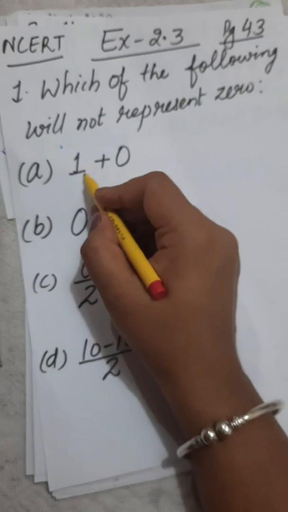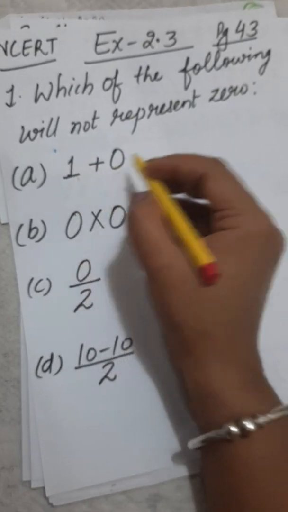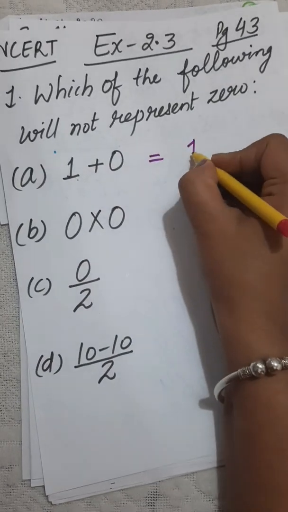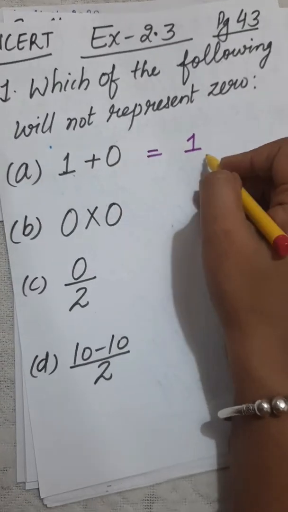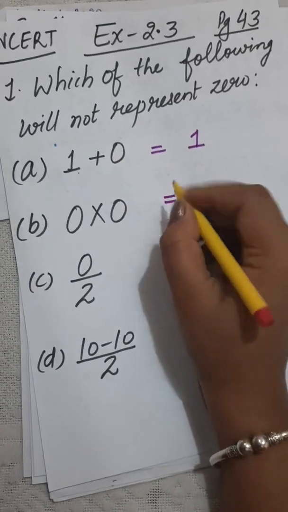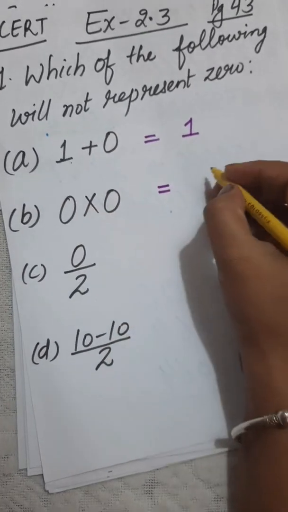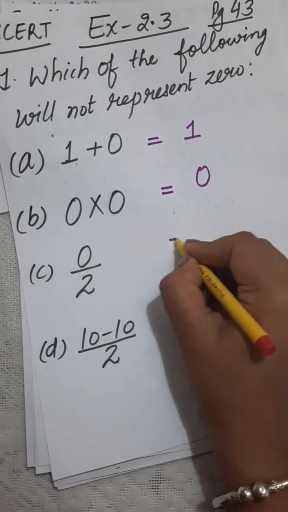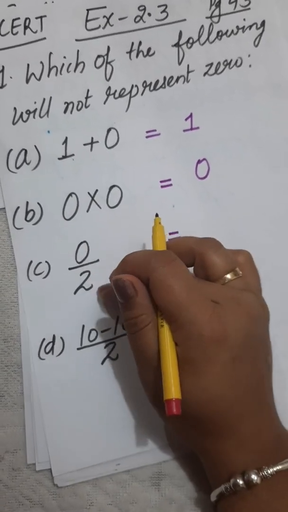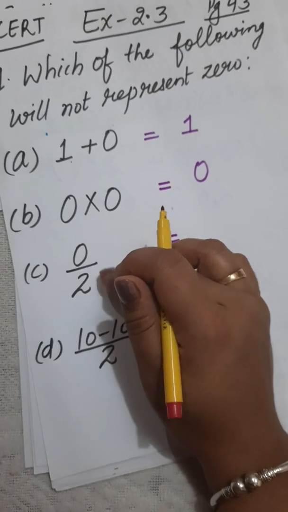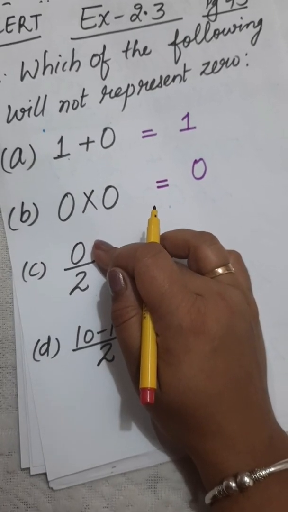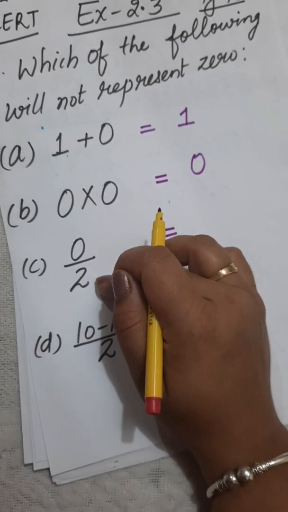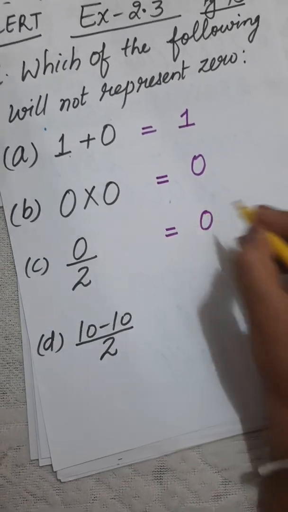Now the first question of the exercise is, which of the following will not represent 0? Part A is 1 plus 0. If I add 1 with 0, I will get 1. When you multiply 0 with 0, your answer will be 0. If you divide 0 by 2 or any other number, if 0 is in the numerator, then again you will get 0.